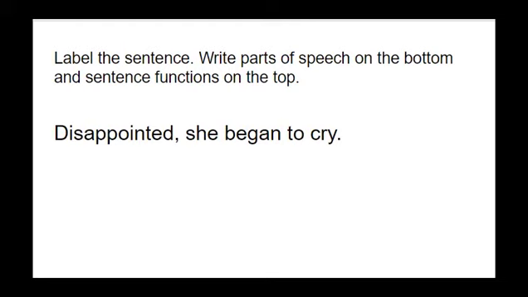Right? Disappointed, she began to cry. Now, disappointing someone could be something you do, right? Like if you disappoint your mother or your father. But let's play with the tenses to find the verb. She began to cry. She will begin to cry. She had begun to cry. The word that changes there is began, right? That's your verb. And beginning is something you do.